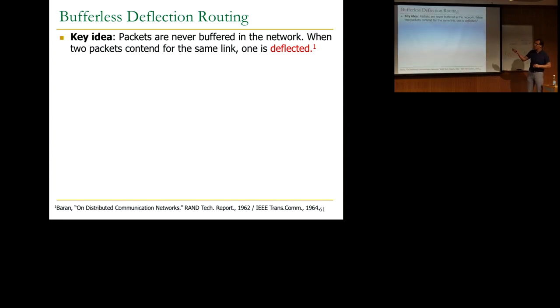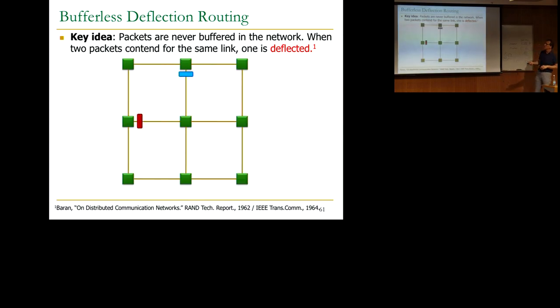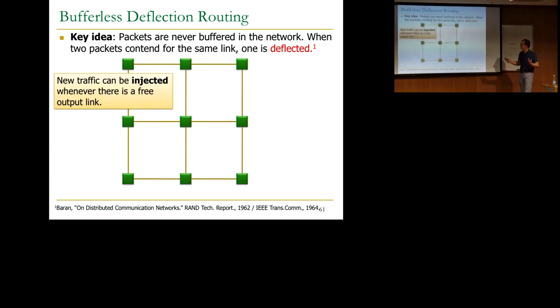So bufferless deflection routing, which we're going to talk about, was actually developed in this 1962 paper, and we re-examined the idea more recently. Basically, you have packets. You never buffer them in the network. When two packets contend for the same link, you deflect one. Basically, these two packets go to the same destination. You have no buffers in the network. You don't like dropping. So what you do, you let one go to its destination, and you let the other one take the scenic route. And eventually, it gets to its destination.